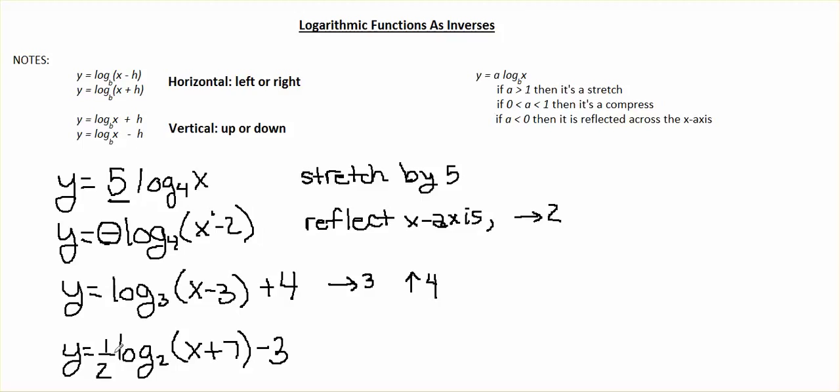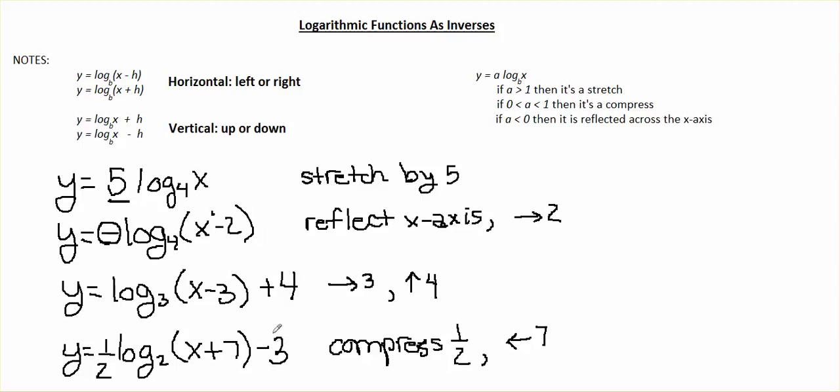And now our last example here is we do have a number in front. It's positive, so we have no reflection. But it is between 0 and 1, so we are compressing this graph by a half. Compressed by 1/2. The number inside our parentheses before we take our logarithm is +7. We're adding, so it's a horizontal left to right. We know from previous experience that if we add a number, we're actually moving to the left. So we're moving to the left by 7 here.